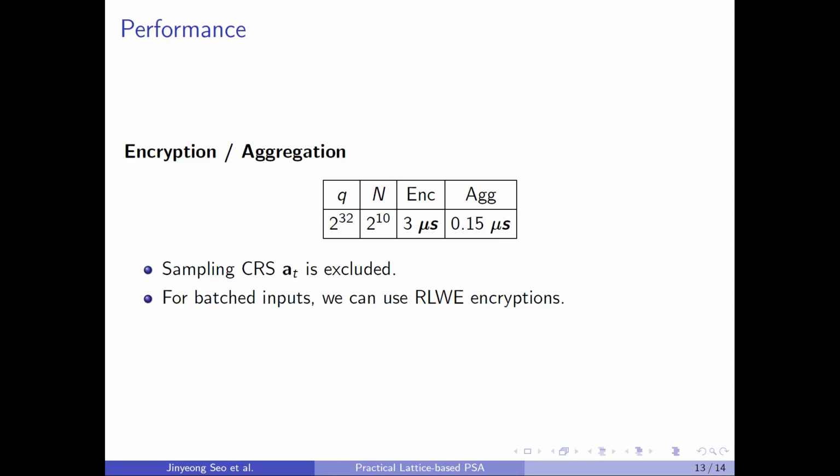For computational efficiency, we measured the performance of the encryption and aggregation algorithms. We see that it takes just a few microseconds for single integers. We exclude the sampling time for the CRS A_t since it can be pre-computed, or its time highly depends on which PRF is used. For batched input, we can use RLWE encryption for further enhancement.